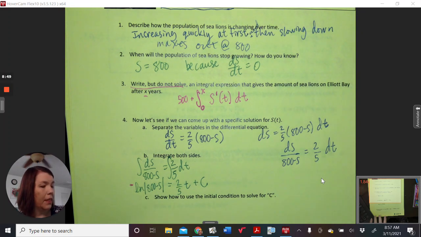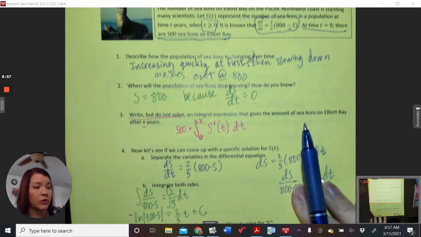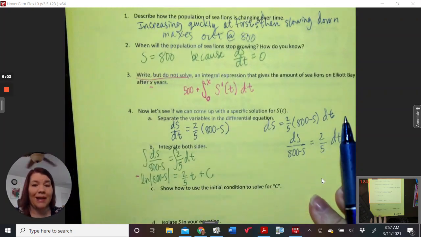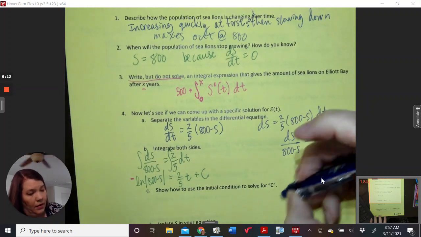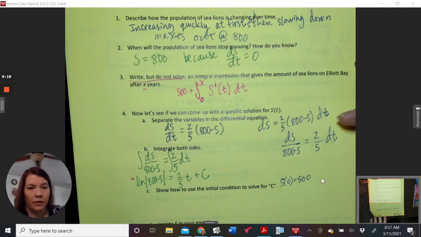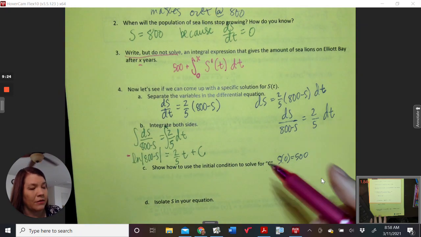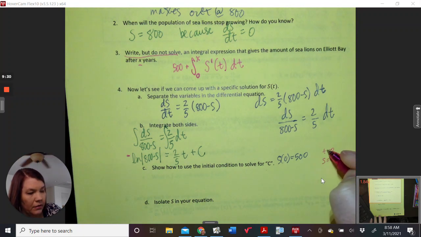Now we're going to solve first for c. So we're going to take our initial condition, which we used up here, but now we're going to use it again. At time zero, there are 500 sea lions on Elliott Bay. So s of zero equals 500. That's what that means. So we're going to plug in t equals 0, s equals 500. So use the initial condition to solve for c.